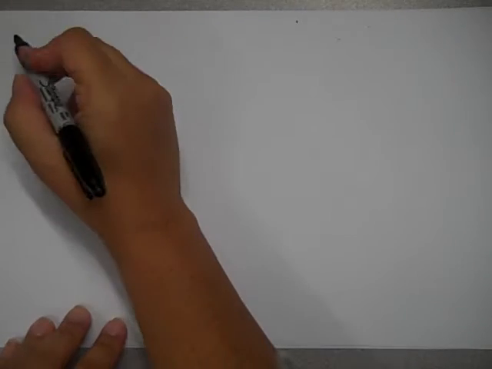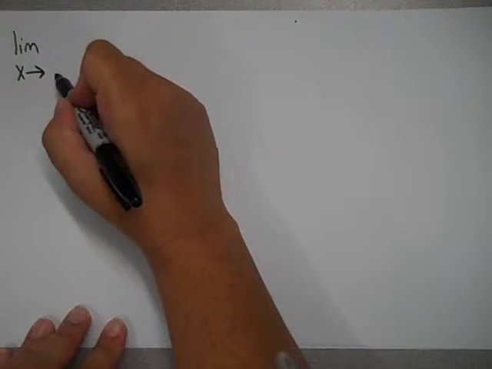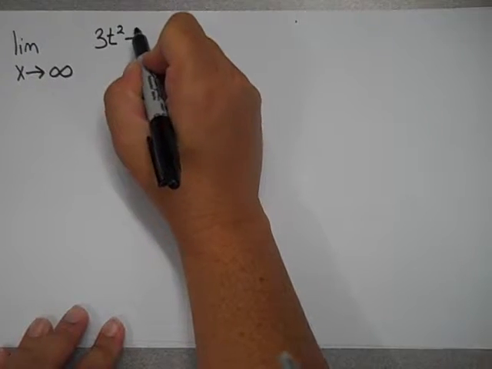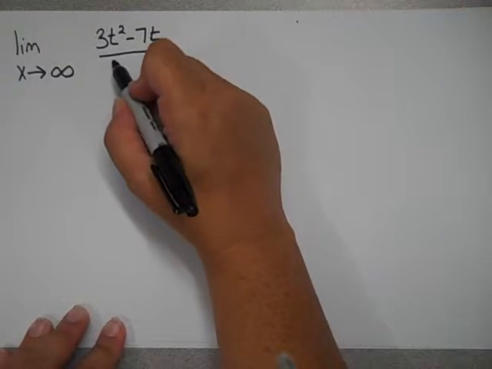Okay, let's look at some of the problems from the worksheet. Let's look at 7a. The limit as x approaches infinity of 3t squared minus 7t over t minus 8.